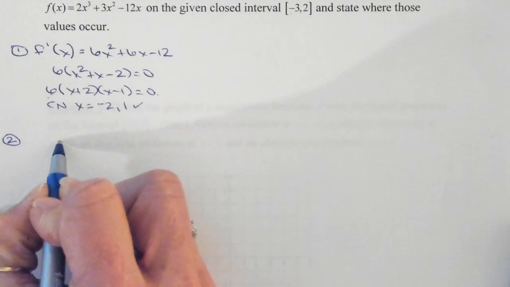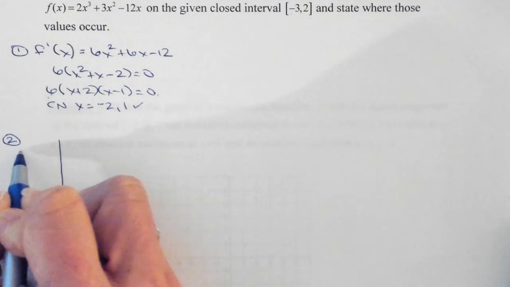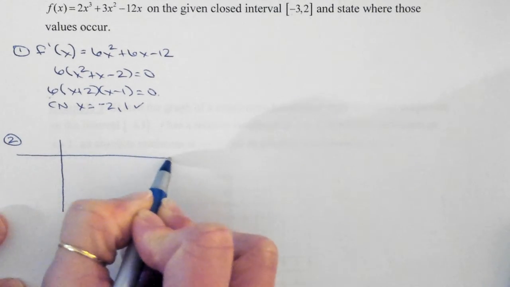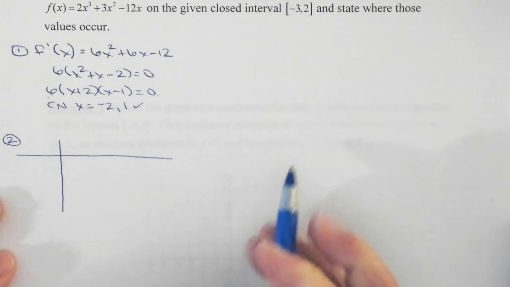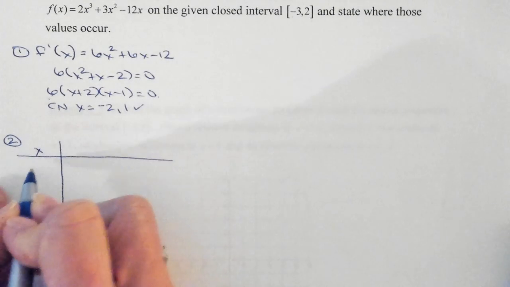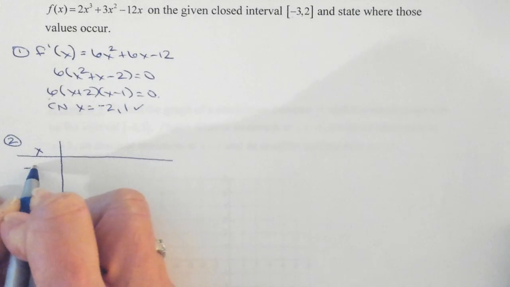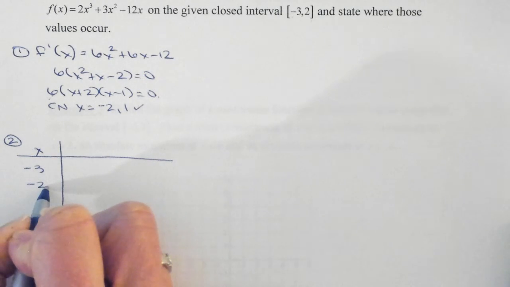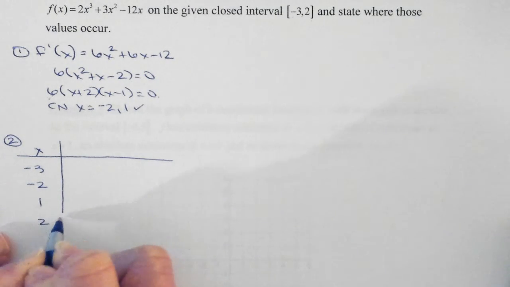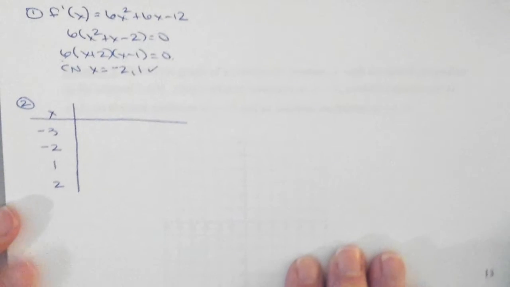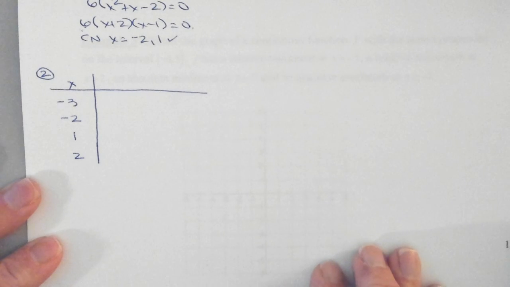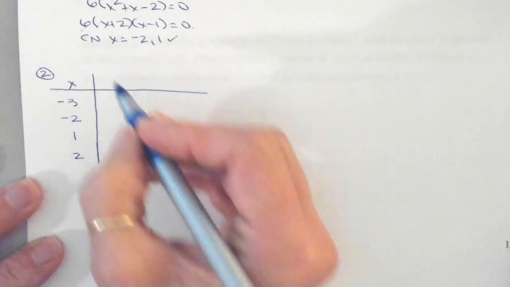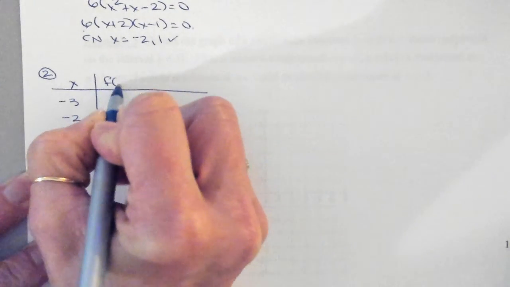So we're going to make our table like this. Okay, and let's put these in order from smallest. So this is my x value. We've got negative 3, negative 2, 1, and 2. Okay, why like that? Because that's how they like to see it, so we're going to practice it like that. Okay, in order. Then we are actually going to test them in f of x.